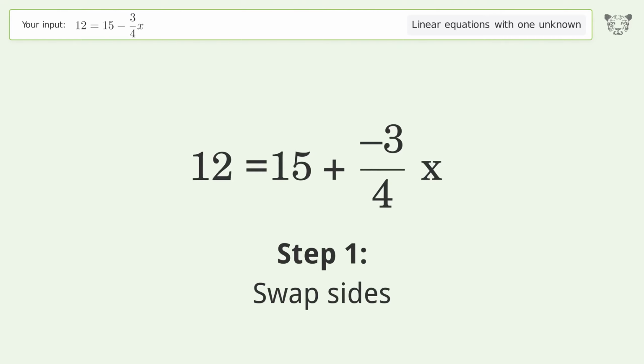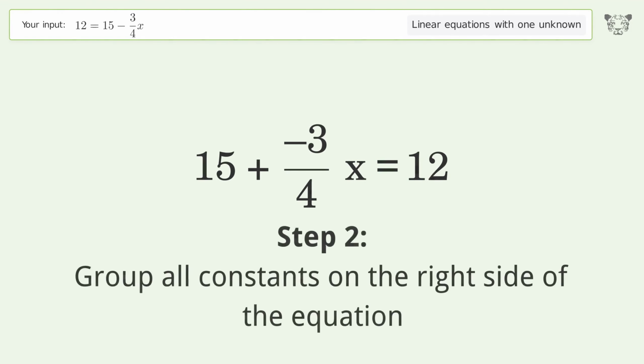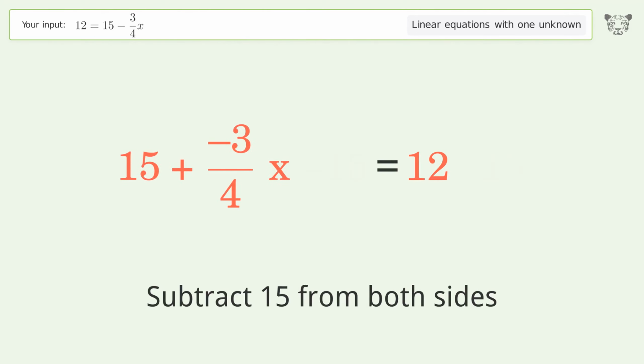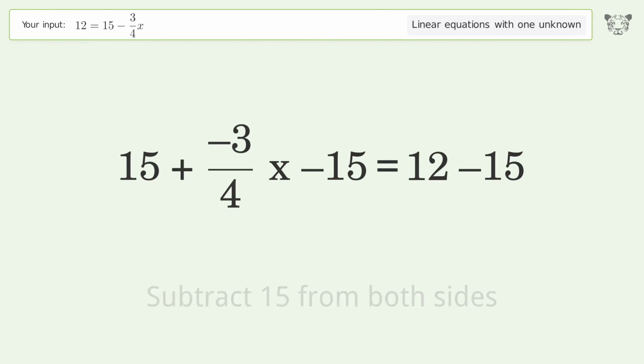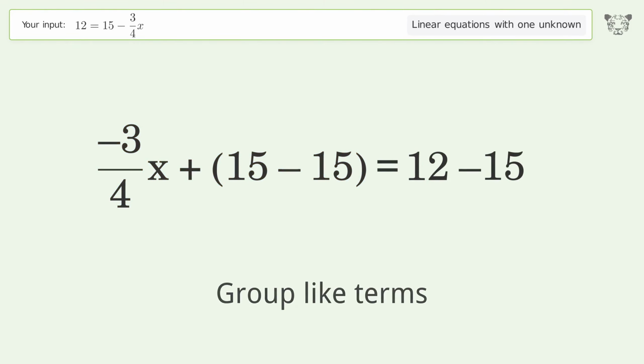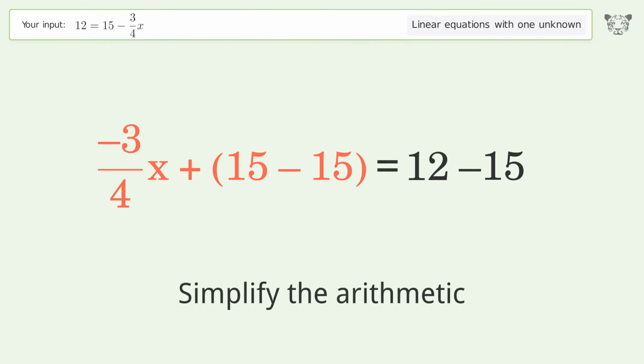Swap sides. Group all constants on the right side of the equation. Subtract 15 from both sides. Group like terms. Simplify the arithmetic.